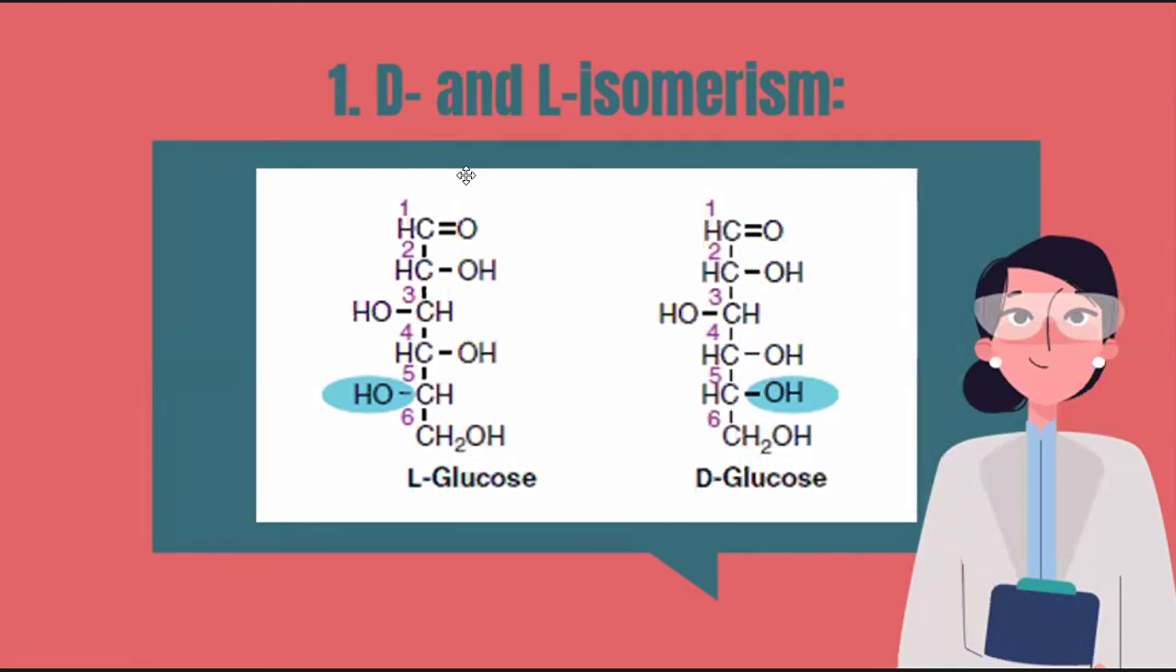It's there in your Harper's. It is about the orientation of the H and OH group around the carbon atom adjacent to the terminal alcohol carbon. So it's carbon 5 if it's glucose. If it's a triose, it's the middle carbon, because the terminal would be the last C, for three carbons. If it's a tetrose, then it will be carbon 3. This one is glucose, a hexose, so you look at carbon 5. Look at the OH: if it's on the right, it's D, and if it's on the left, it's L.